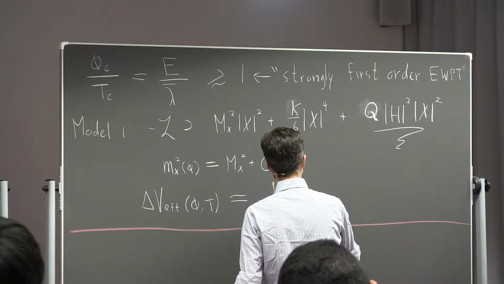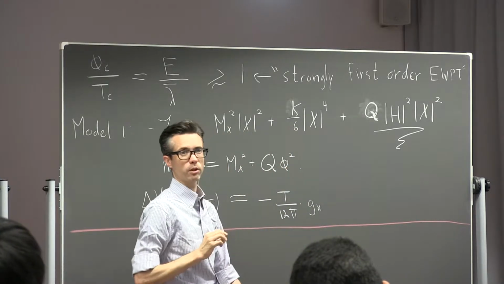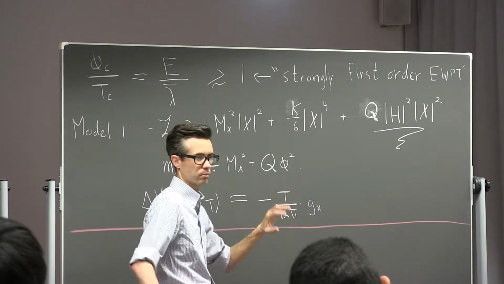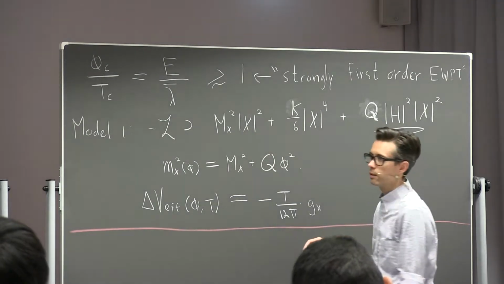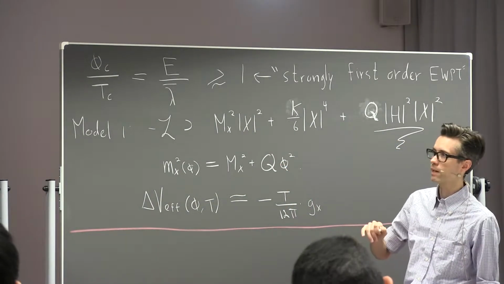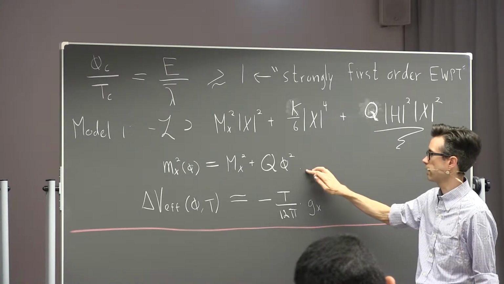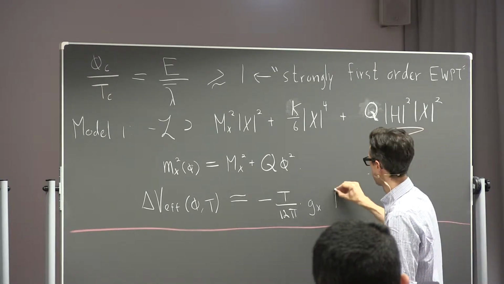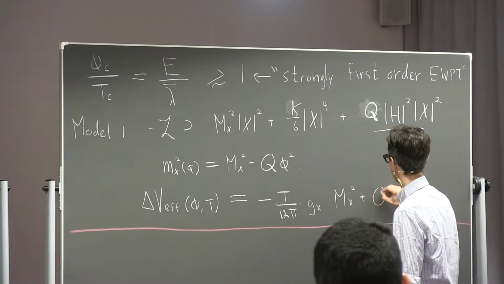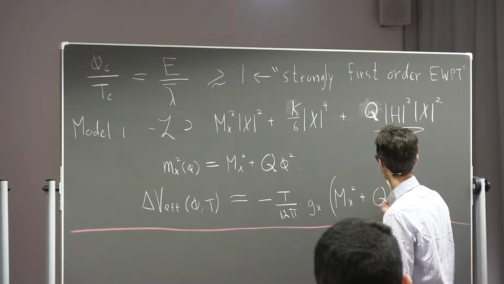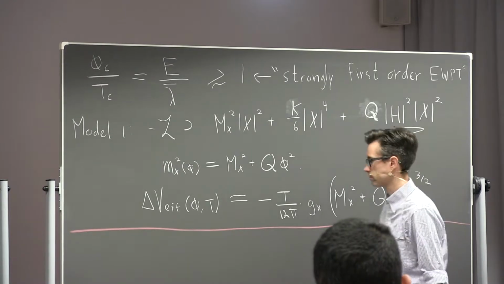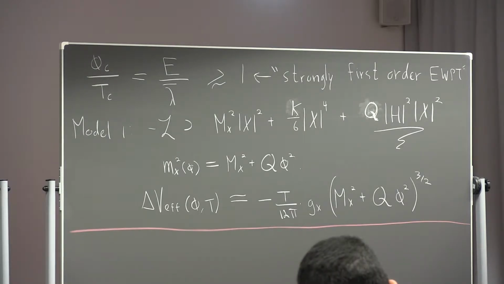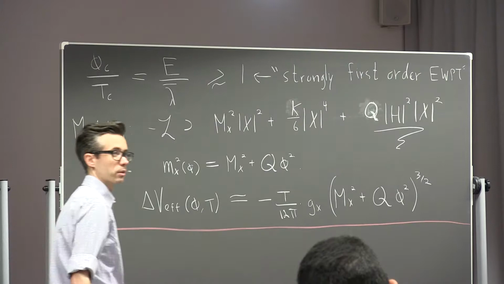12 pi times gx. Gx is the number of degrees of freedom of the X particle. If X has colors, or dark colors or whatever, gx can be some big number. And finally, I have an x cubed term. So x cubed is I take mass squared over temperature squared, plug it in here, and take the 3/2 power. In other words, this term comes like (m squared plus q phi squared) to the 3/2. So this is the contribution to the effective potential that is possibly nice for what I want to do.